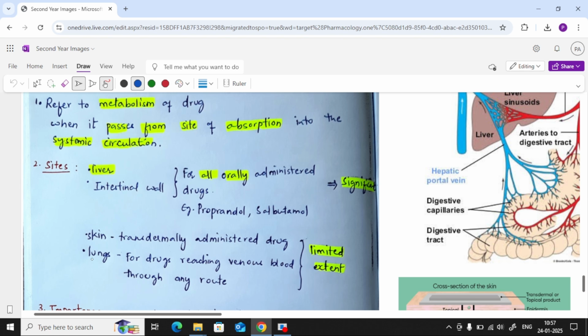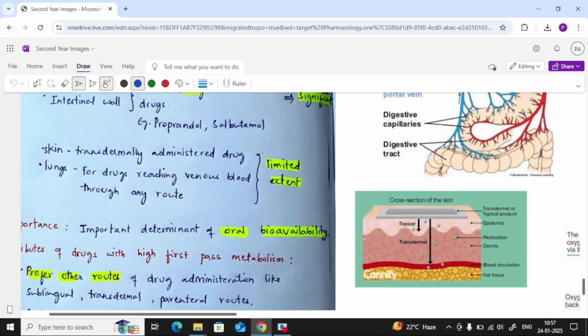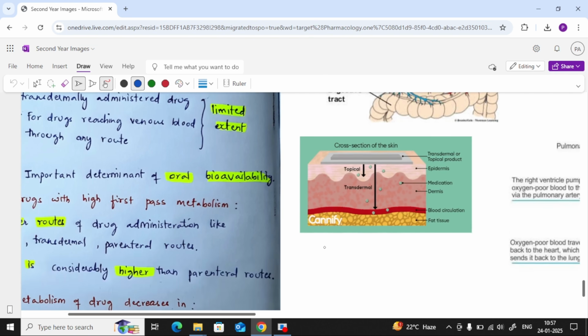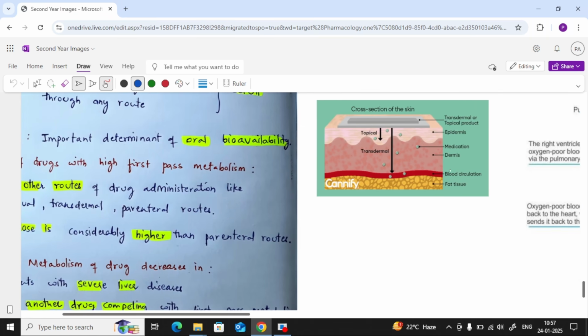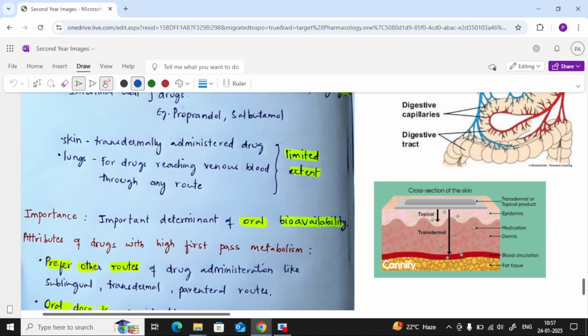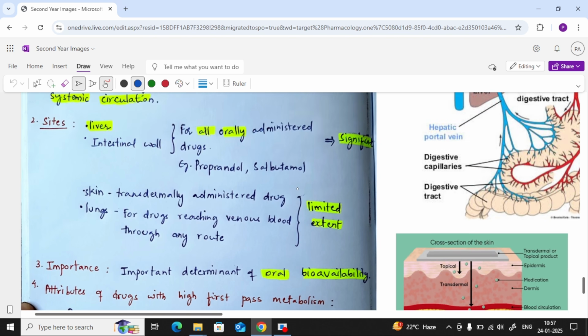It can also happen in the skin and the lungs. When will it happen in the skin? When we are giving the drug transdermally. When we apply it on the skin, before reaching the blood, metabolism will happen in the skin. In the case of lungs, by any route, if the drug is reaching the venous blood, which is the blood going to the lungs, then it will happen in the lungs. At these two sites, it happens to a very limited extent. So you understood the sites.